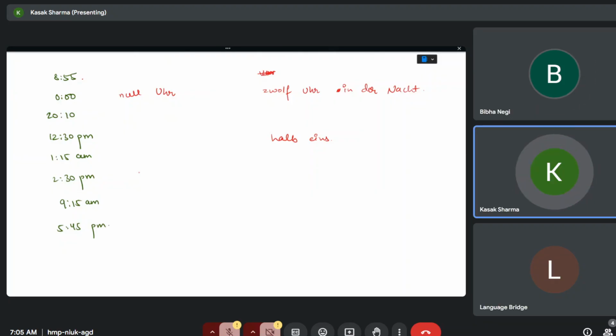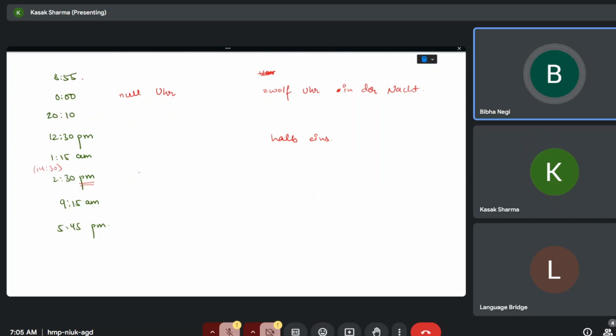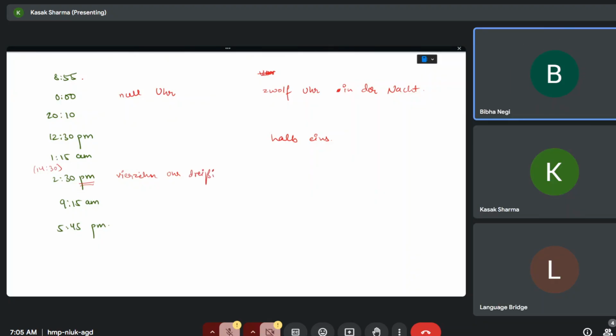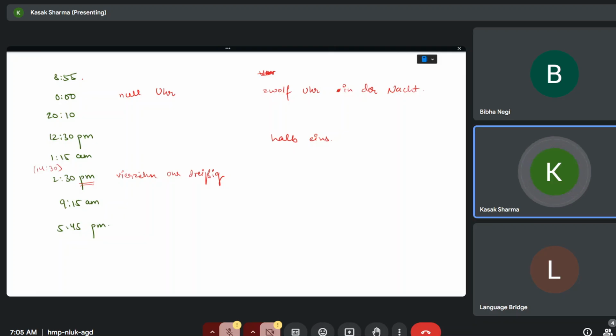No. Here, this is PM. So for formal, it will be 14:30, na? 14:30. So we are saying "vierzehn Uhr dreißig". And informal will be "halb drei". Correct.